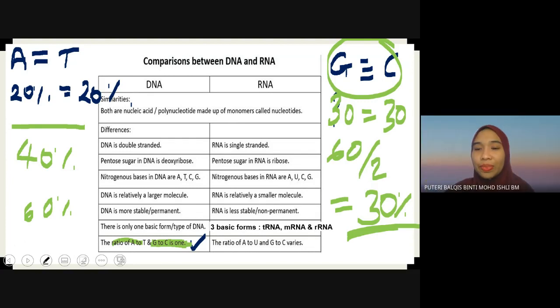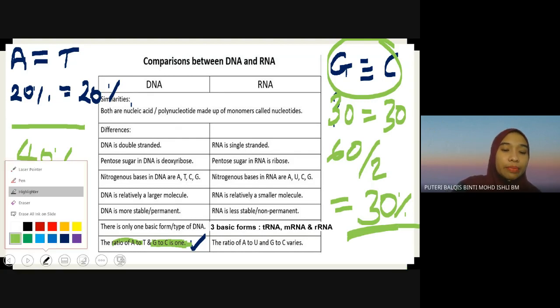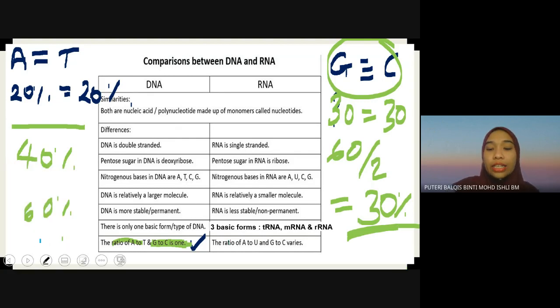Okay, very good. Okay, dia tak macam RNA. RNA, kalau RNA dia cakap kat LCD, ratio of A to U and G to C varies. Maksudnya, dia tak menentu. Dia maksudnya macam, kalau A 20, U mungkin ada 60. Sebab dia single stranded. Dia tak complementary. Dia tak same amount. Okay, RNA, dia punya ratio adalah varies.